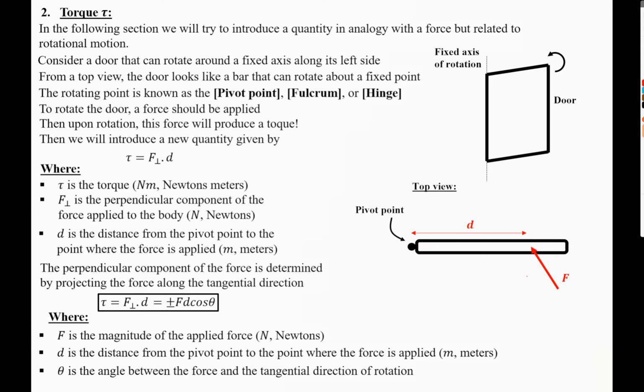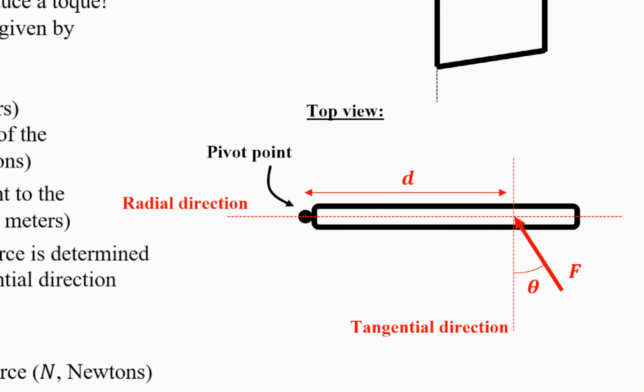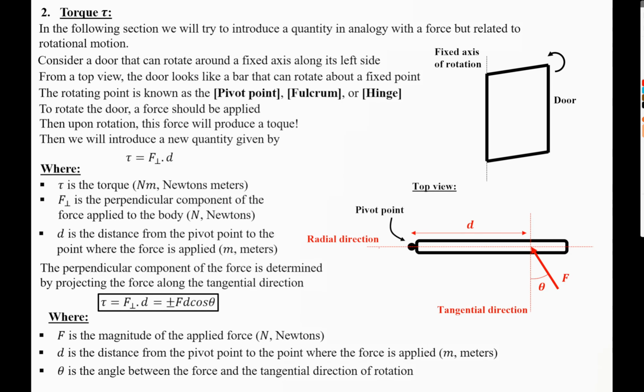So let me repeat again and identify the radial direction. The radial direction is the direction along the radius passing through the center of rotation, which is the pivot point. The tangential direction would be a direction perpendicular to the radial direction and passes through the point of application of the force. Now, F perpendicular is the projection of the force along this tangential direction, then theta would be identified by this angle. Okay, so the first thing is to identify the radial direction, tangential direction, then we can identify the angle theta, in which cosine theta would be multiplied by F and D.